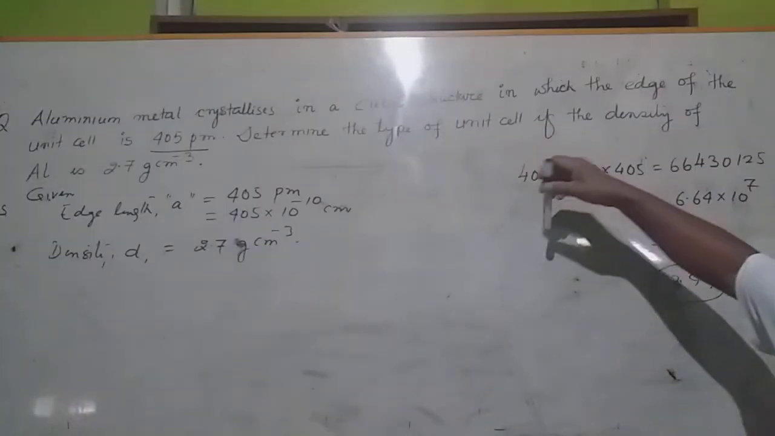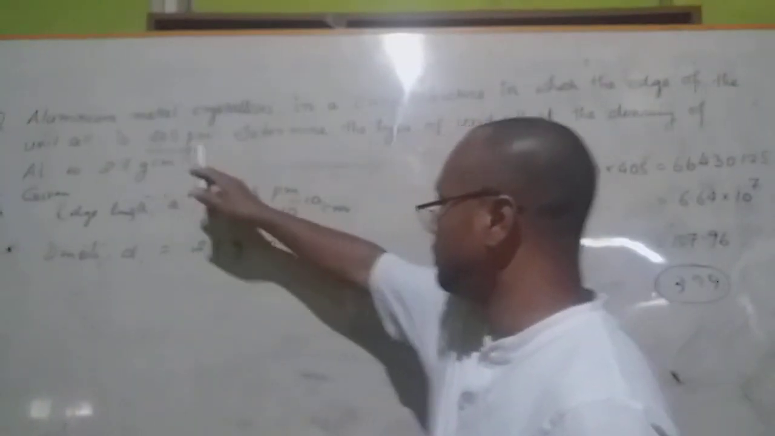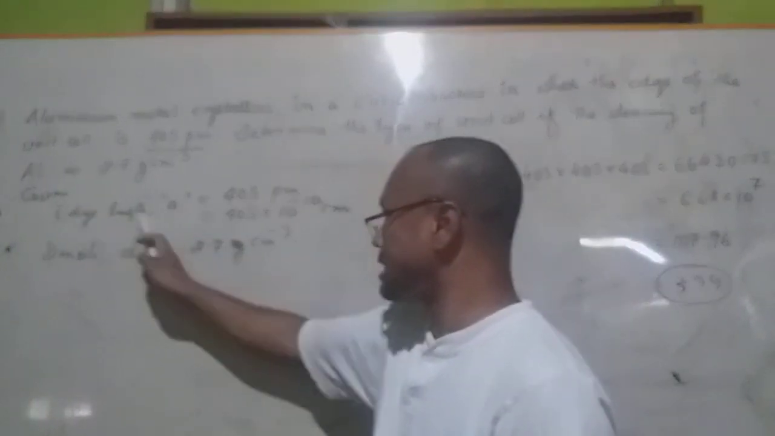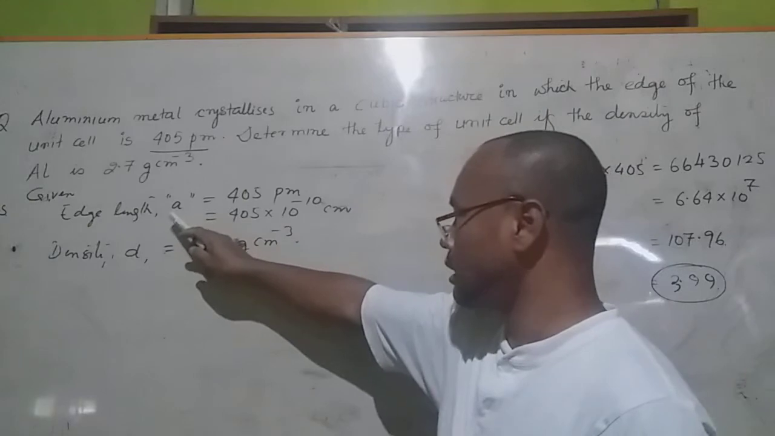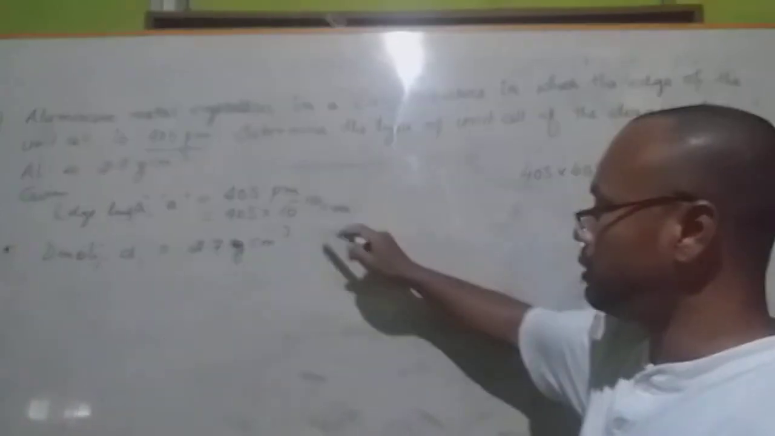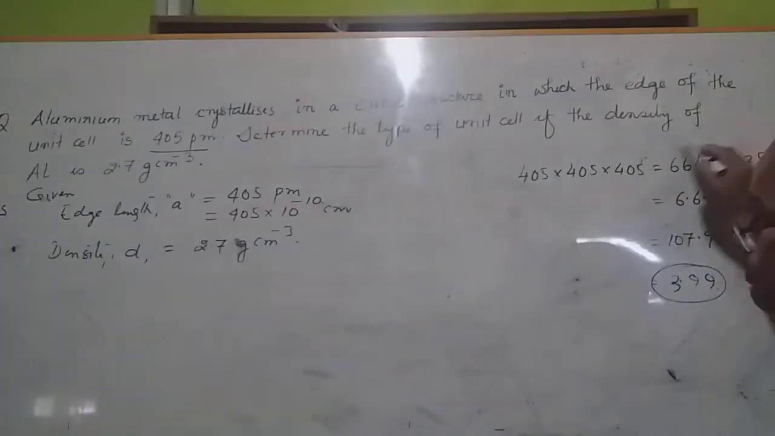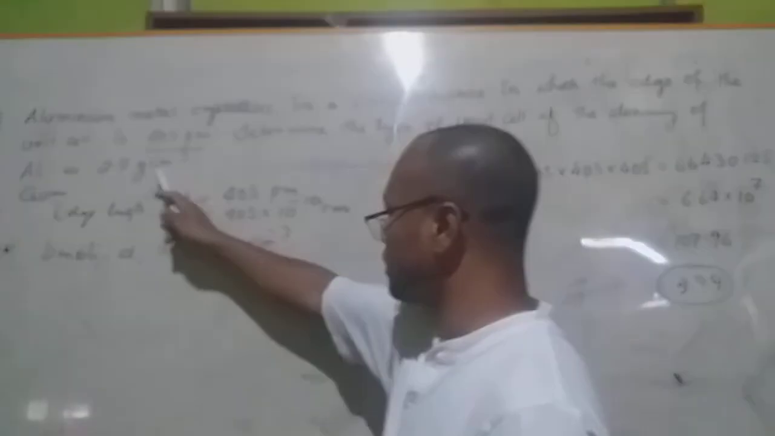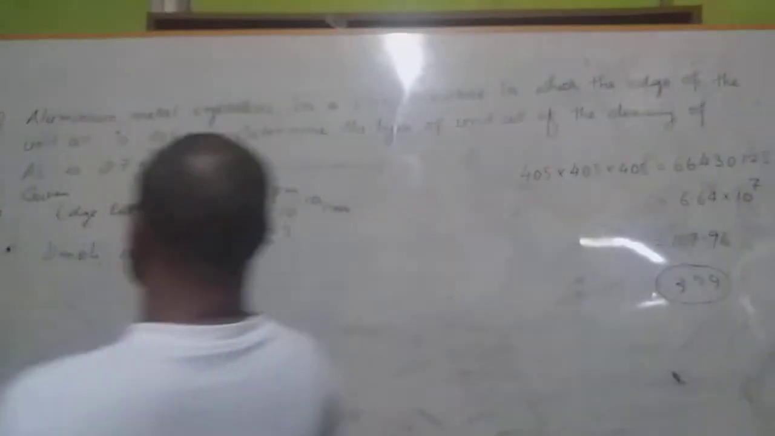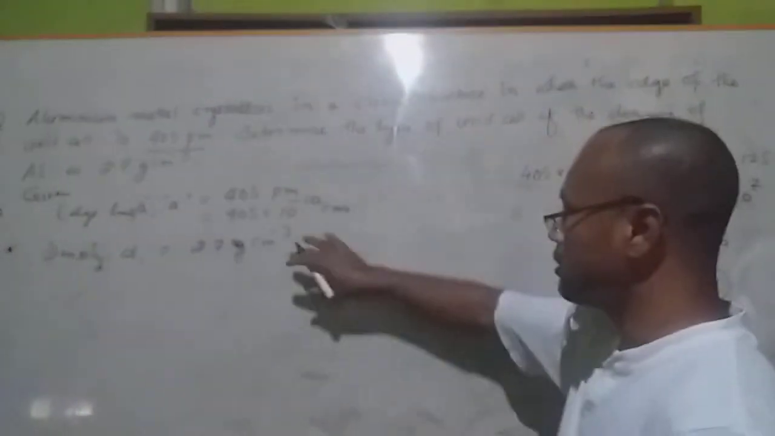What are the parameters given here? One of the parameters is the edge of the unit cell, that is what we call edge length. Here the edge length is given, I write here a, and it is 405 picometer. Another parameter is the density of the aluminum, D, which is equal to 2.7 gram per centimeter cube.